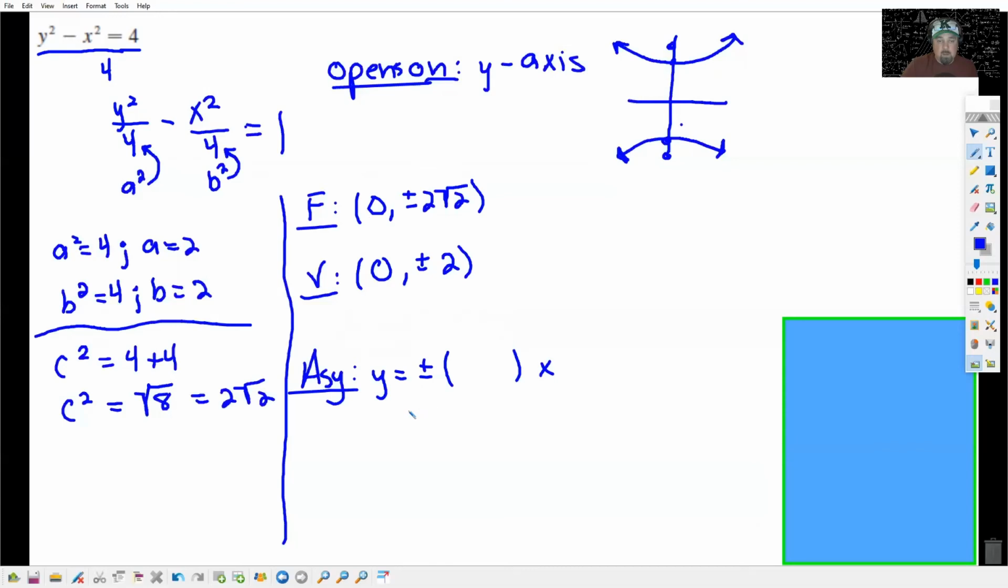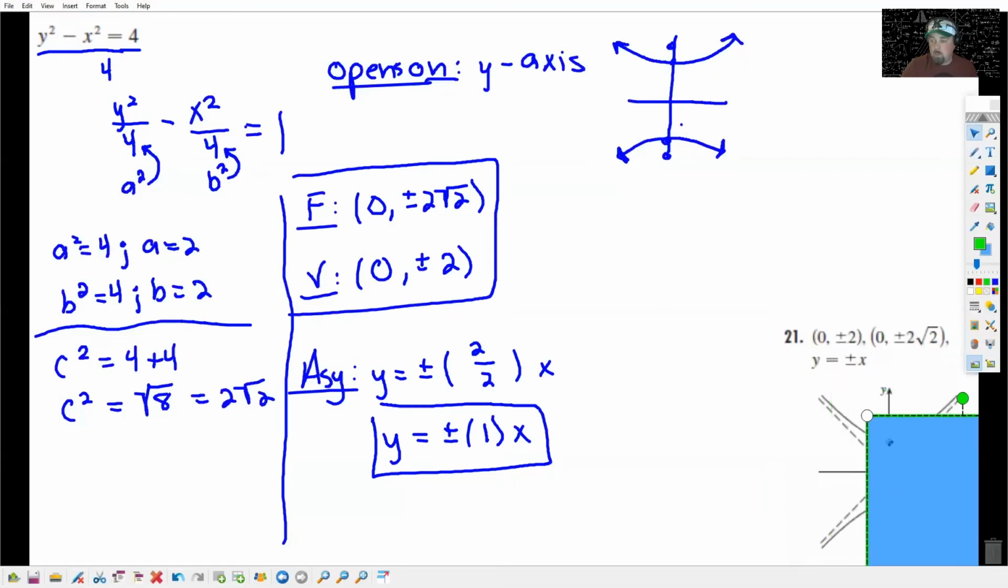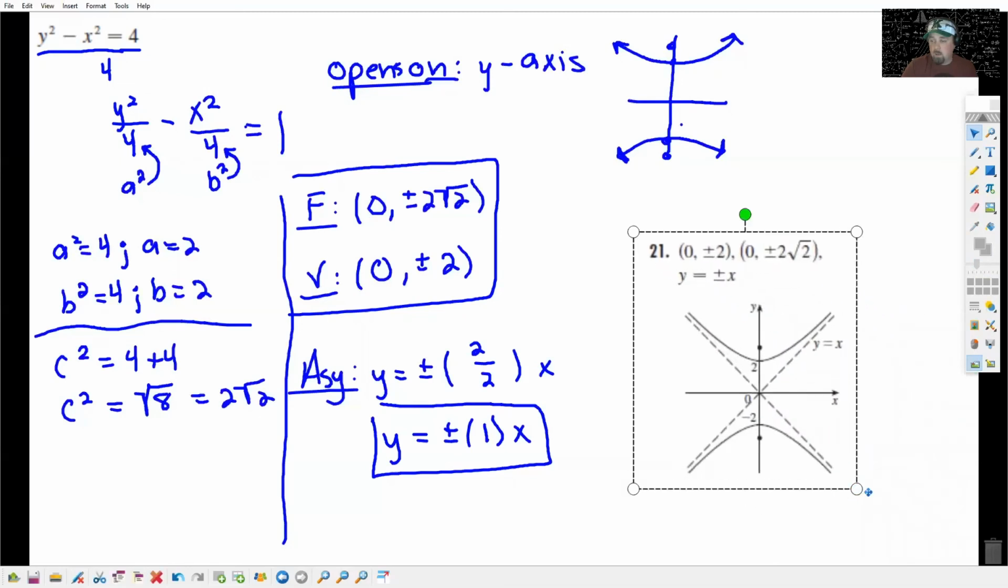So our fraction is going to be the number underneath the y divided by the number underneath the x. Now remember, we need to take the square root of those, so it's these two. So it's 2 over 2, which would give us 1. So this is plus or minus 1 times x. So there's our asymptotes, our focus, vertices. We go through, and this is what our graph would look like when we're done if we were to sketch it.